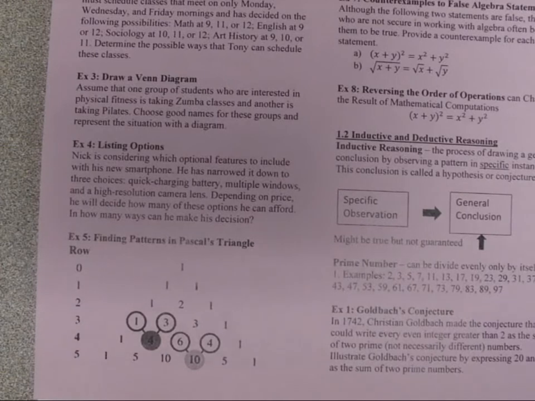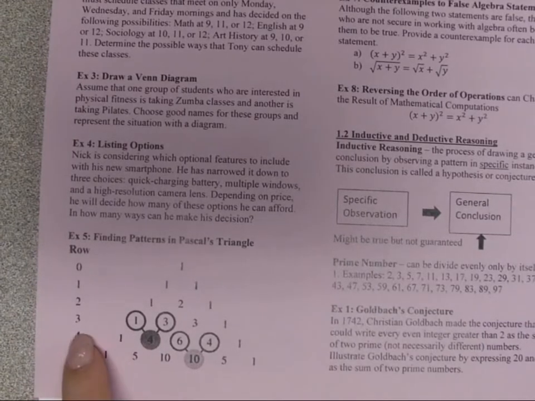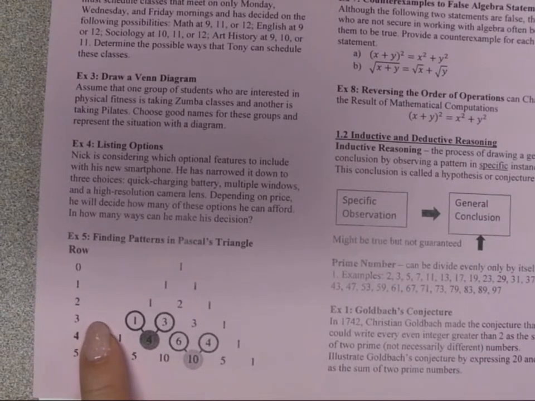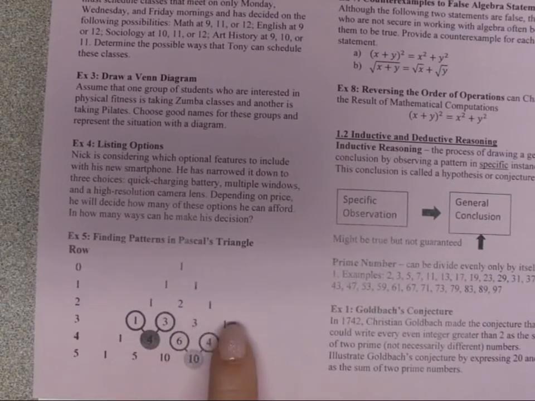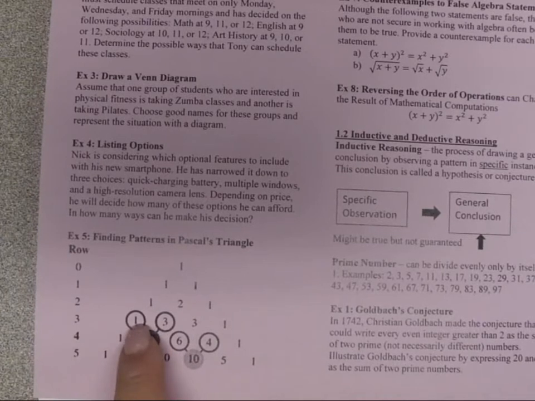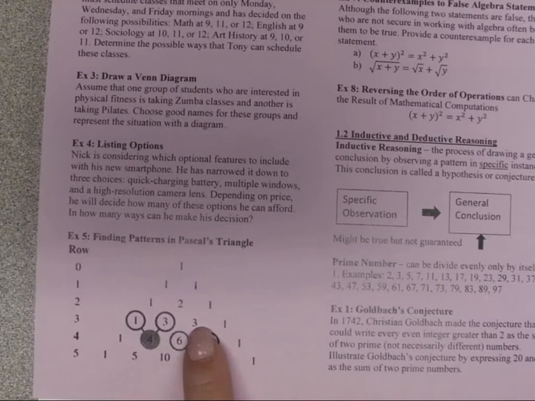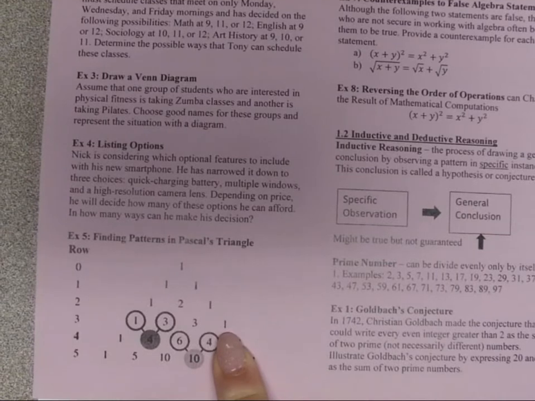Suppose we want to find the total of all the numbers that will be in the 9th row of the diagram. If we look at the pattern in row 3, which is this row right here, we have 1, 3, 3, 1 in Pascal's triangle. It's similar in form to example 4. There was 1 way to choose no options, 3 ways to choose 1 option, 3 ways to choose 2 options, and 1 way to choose all 3 options.